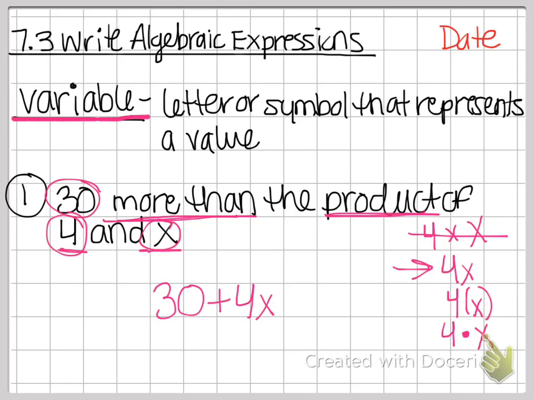So now let's look at this algebraic expression and double check that our situation matches that. 30 more than, so here's our 30 plus, the product of 4 and x. So 4x. And we're not going to worry about solving this because we're just writing algebraic expressions. So once we have this set up and we've double checked that it matches the situation, then we can move on to the next one.